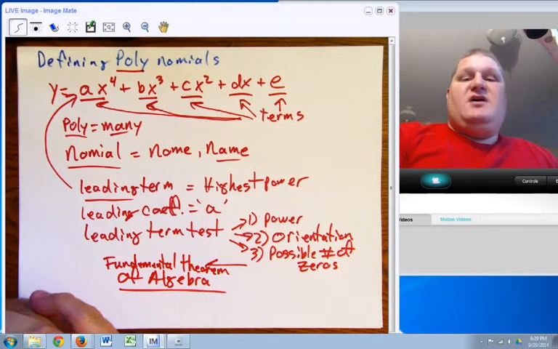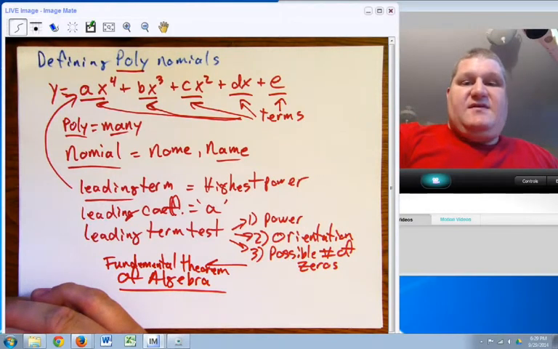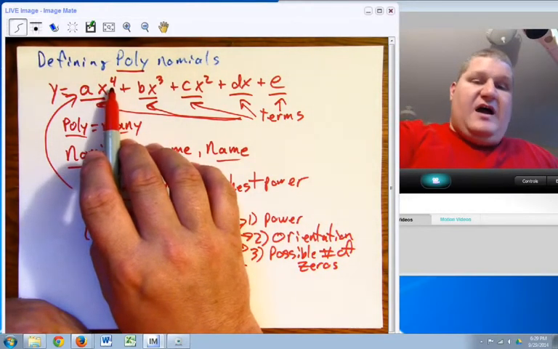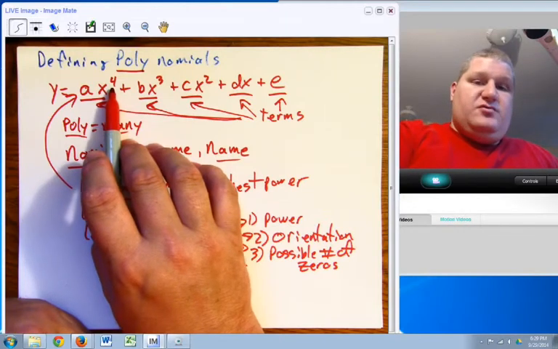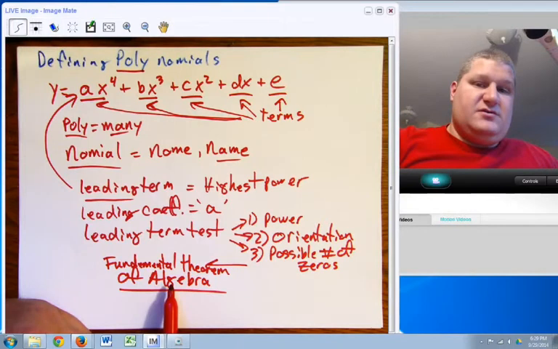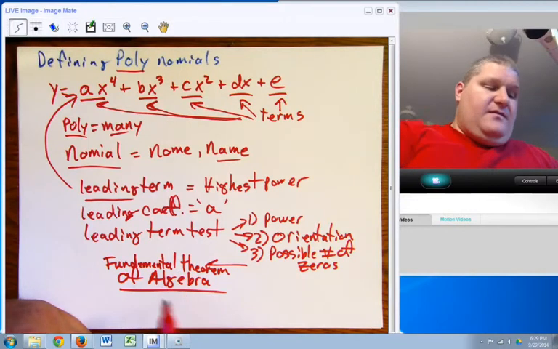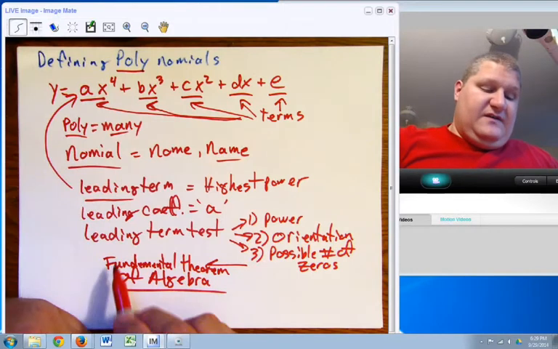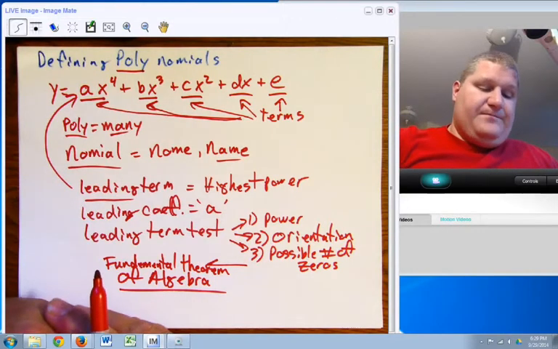Fundamental theorem of algebra says that there are up to the number of the highest power of solutions. So in this case, power of 4, there could be up to 4 solutions. Now, that's not necessarily saying there are, but there could be up to that many. That is indeed a fundamental theorem of algebra.